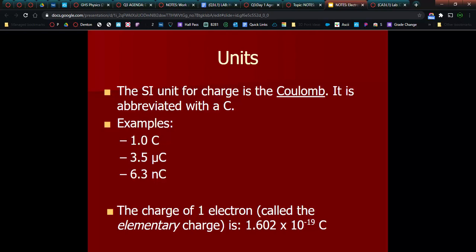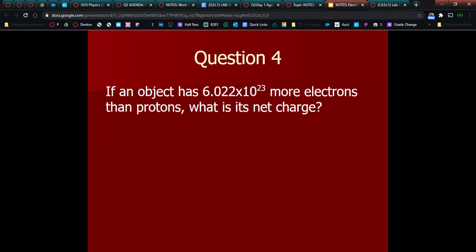Like that is just a stupid amount of electrons. And I want to emphasize that you can definitely have circuits that have that. They're not like rare. So if an object has 6.022 times 10 to the 23rd more electrons than protons, what's its net charge? In coulombs.